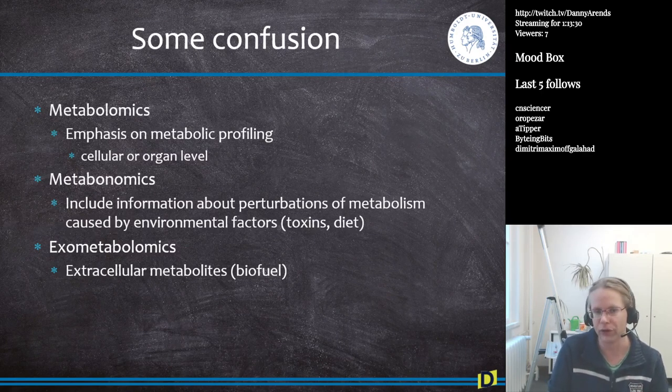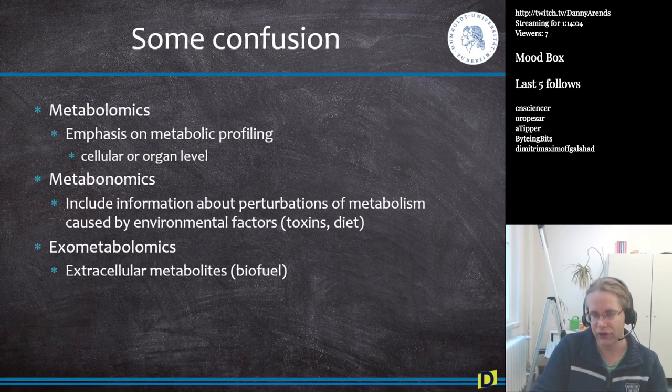Then we also have a field which is called exometabolomics. And this is the extracellular metabolites. This is more or less the field of biofuel. So how do we get single-celled organisms to produce things like large carbohydrates, which we can burn in a combustion engine? Again, it's the same as metabolomics, because we're interested in stuff that is being produced by an animal, but which is not inside of the animal, but which is excreted into the environment.